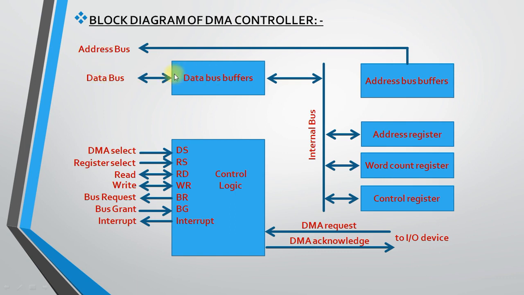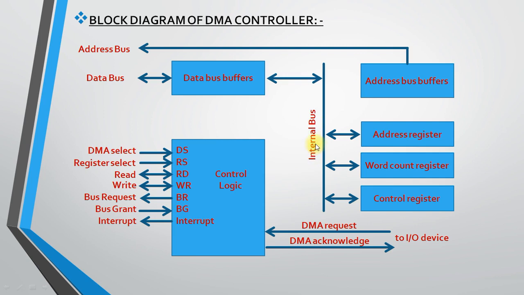The data bus is bidirectional. That means you are able to transfer data from data bus to data bus buffer, and data bus buffer is able to transfer data from data bus buffer to the data bus. Now address register, word count register and control register are again bidirectional. That means they are able to transmit data to data bus buffer with the help of internal bus.